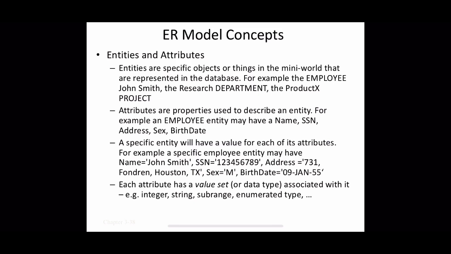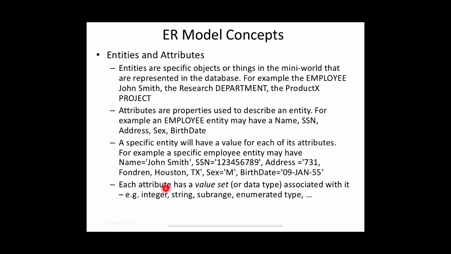For example, for an employee entity, it can be described by the employee's name, age, address, etc. Right? So these names, age, address, etc. can be called the attributes of the entity employee. So for a specific entity, we'll have a value for each of its attributes. Just for example, an employee entity may have the name John Smith and an SSN and address. So every attribute will have a specific value for a specific entity.